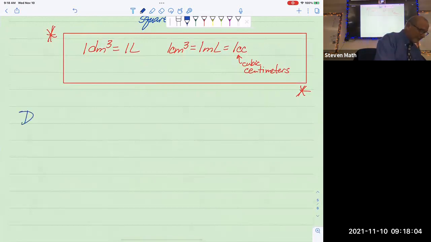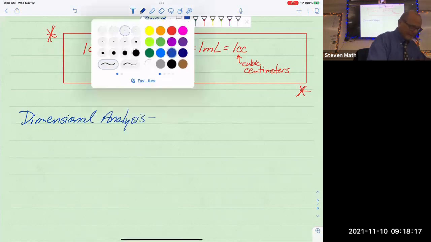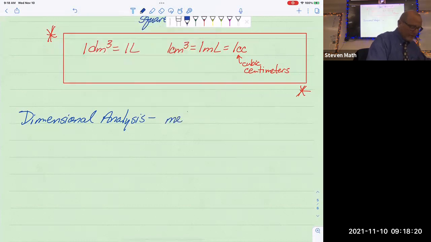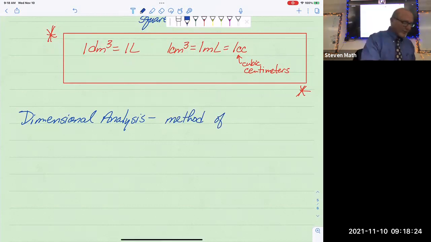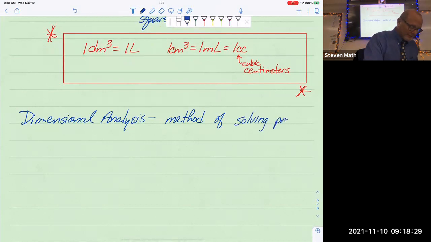Now we're good. Last topic. Back to 8th grade. I know they taught you this. Dimensional analysis. We love this. This is a method of solving problems using conversion factors.